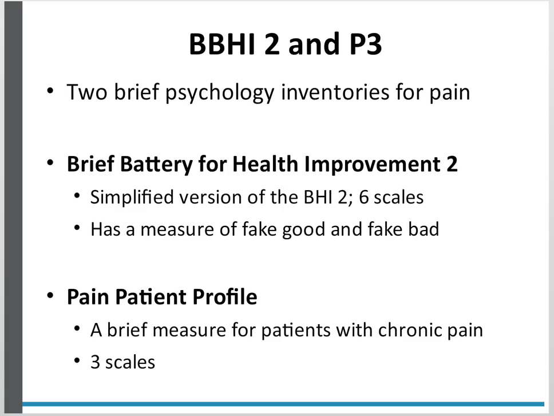All the tests we've talked about so far are longer tests that take a half hour or longer to administer. There are also two shorter tests, the BBHI-2 and P3, which take perhaps 10 minutes to administer. The BBHI-2 is a simplified version of the BBHI-2, while the pain patient profile is a brief measure for patients with chronic pain, which has 3 scales and has a straightforward interpretation.